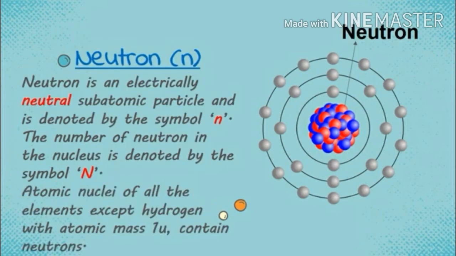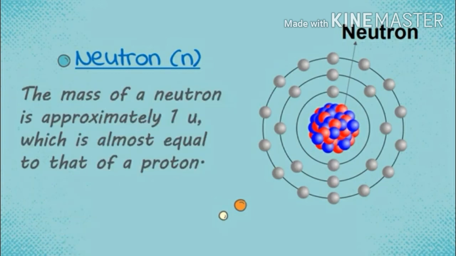Now next, neutron. Neutron is an electrically neutral subatomic particle and is denoted by the symbol small n. The number of neutrons in the nucleus is denoted by the symbol capital N. Atomic nuclei of all the elements except hydrogen with atomic mass 1 u contain neutrons. The mass of a neutron is approximately 1 u, which is almost equal to that of a proton.